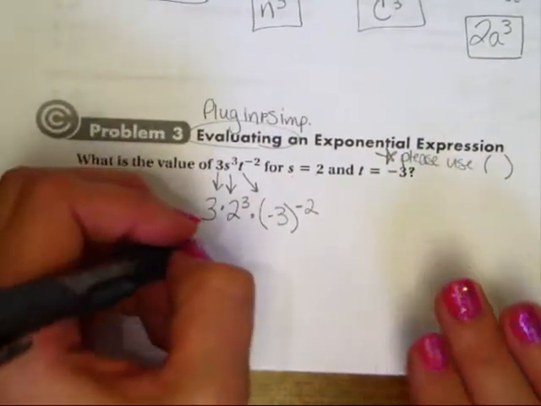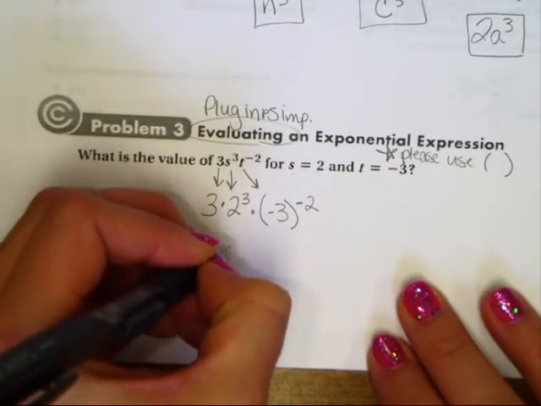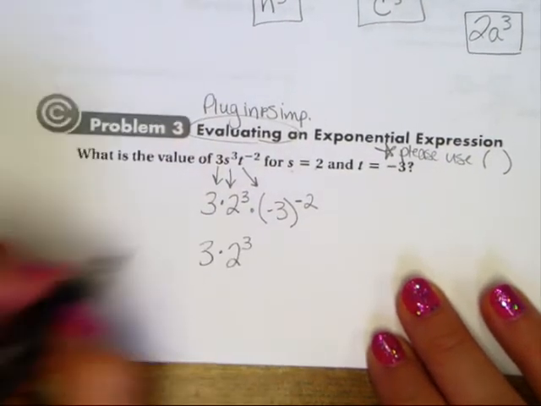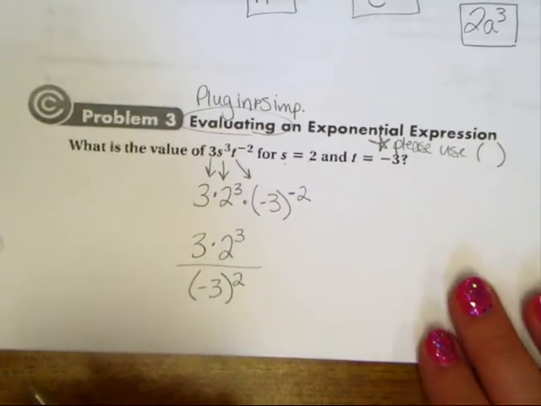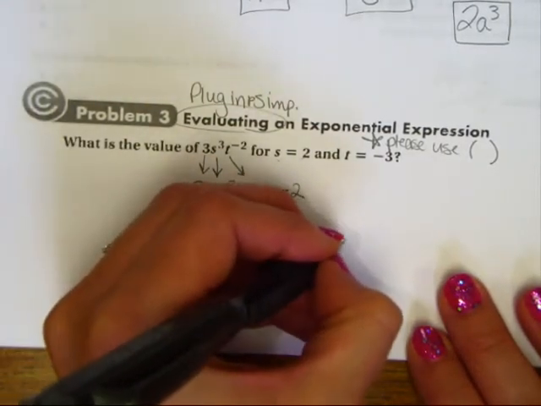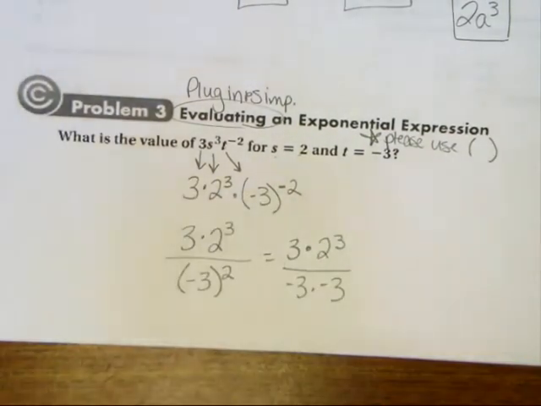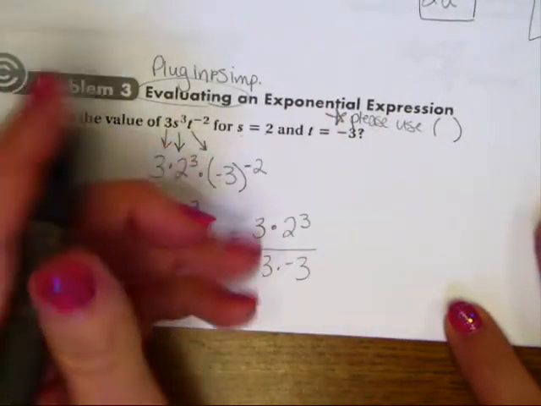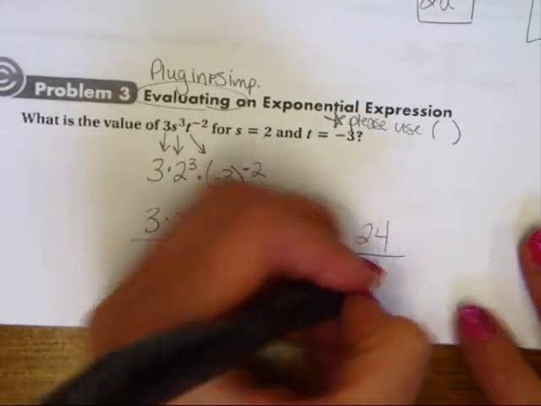First thing I'm going to do is rewrite this so the negative exponent is taken care of. The 3 is happy on the top, and the 2 to the 3rd is happy on the top. But the -3 needs a positive exponent, so it needs to be moved to the bottom. On the top, that becomes 3 times 2 to the +3, and on the bottom, that becomes -3 times -3. Yes, the negative gets the exponent because it was part of the squared. So that's 3 times 8, which is 24, and on the bottom it becomes a +9.